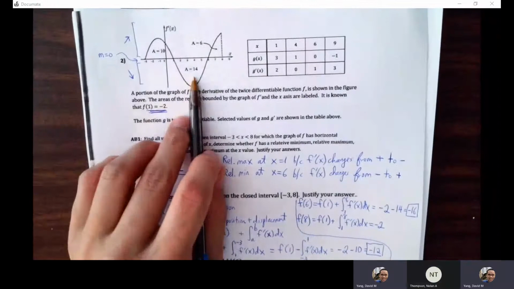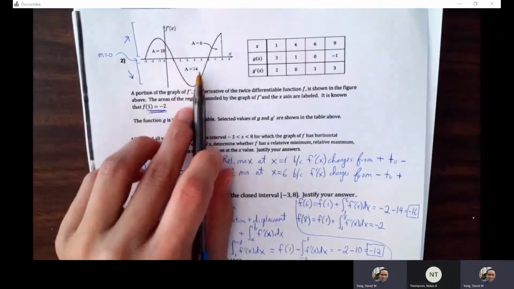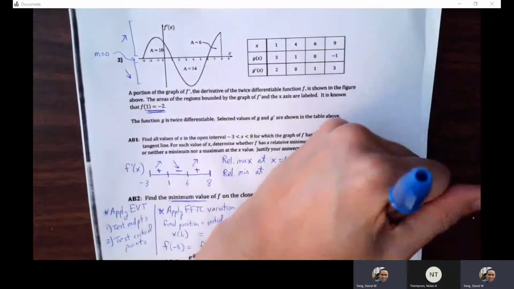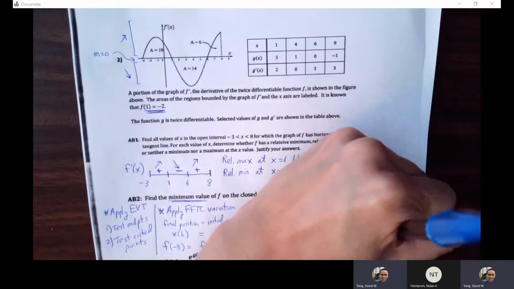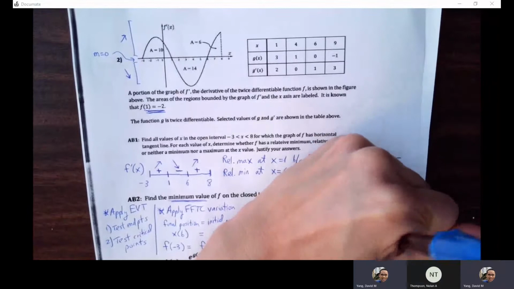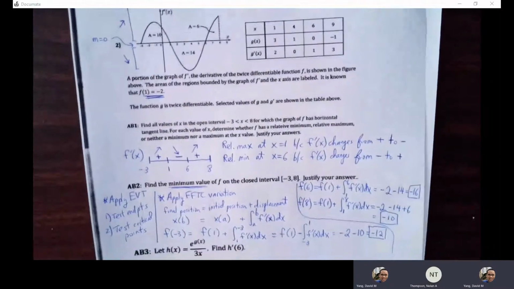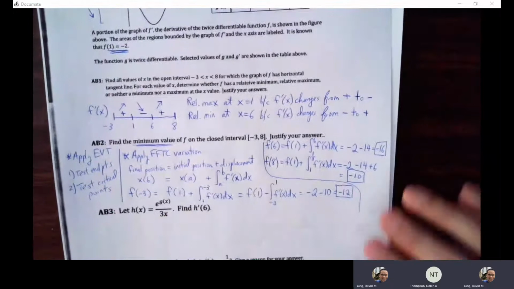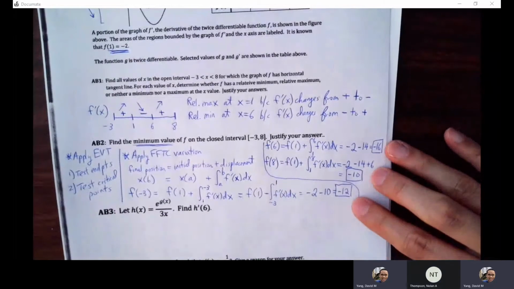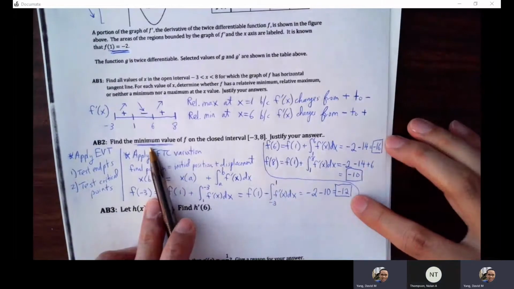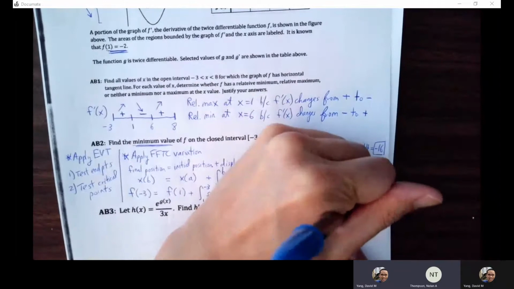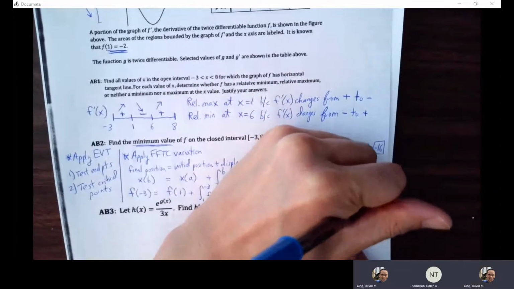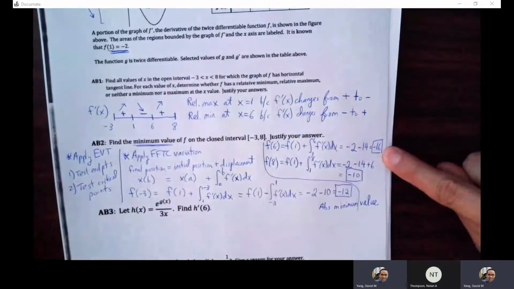So 1 to 8, we have -14 plus 6, so that's going to be a -8. It's -10. So now we have our 3 candidates. Our absolute minimum must be -16. Make sure that your answer is the -16.